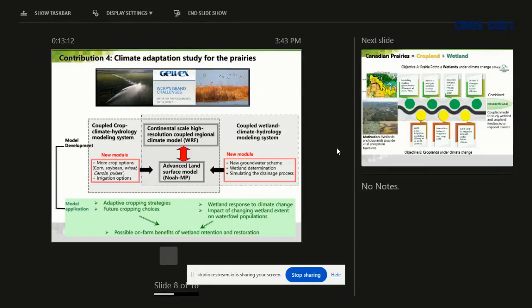On the other side, we also did some model development, which is the wetland module. We know our region, the prairie, has a lot of wetland. So with this new wetland module, we are able to study how climate change impacts wetland distribution, and how the change in distribution is going to affect the waterfowl population, which ecologists are interested in. Combined together, we can also see the possible on-farm benefits of wetland retention and restoration.